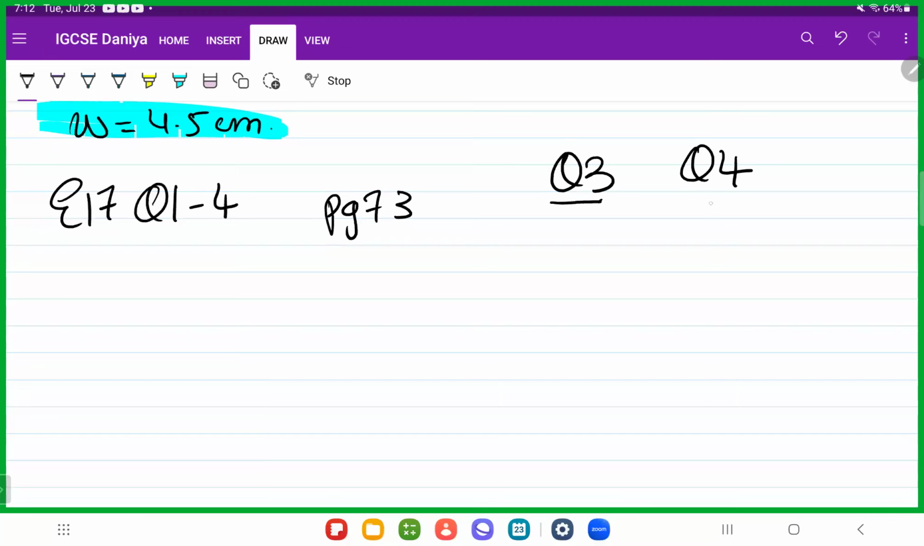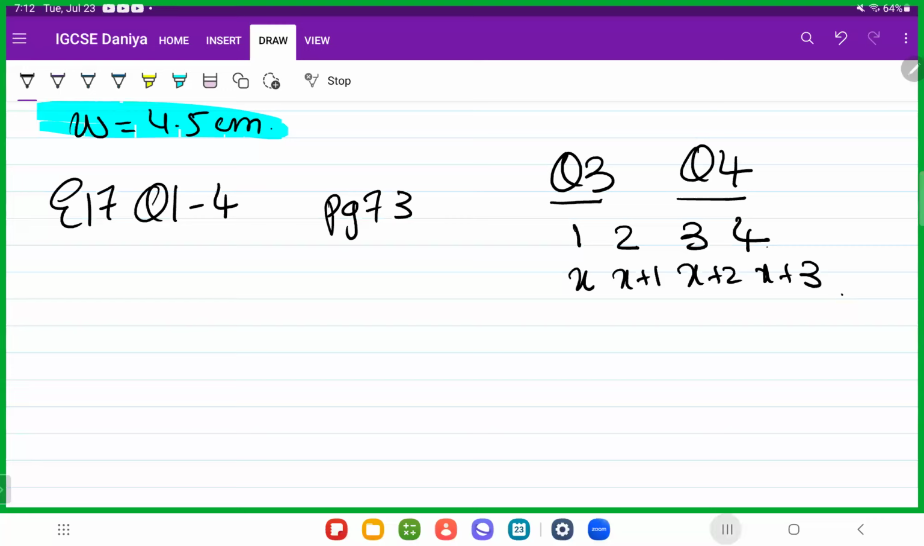For 3 and 4, I want you to first understand the logic behind it. For example, when we spoke about consecutive numbers, we said it's 1, 2, 3, 4, right? So if I'm taking this as x, this would be x plus 1, this would be x plus 2, this would be x plus 3. What if I said consecutive even numbers? That would be 2, 4, 6, 8. Any even numbers? It's just like that.